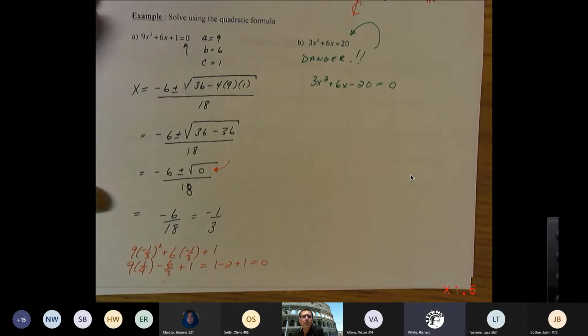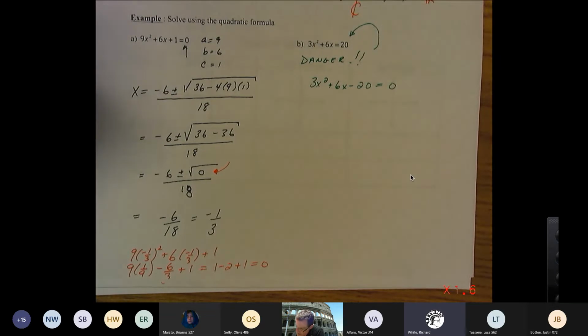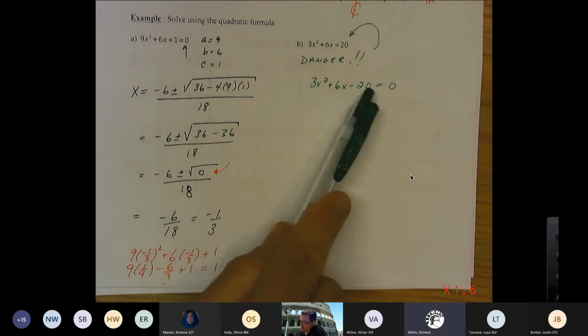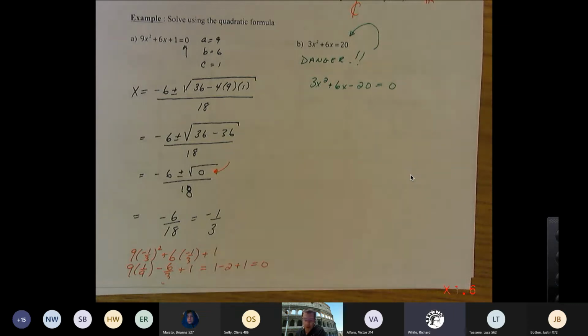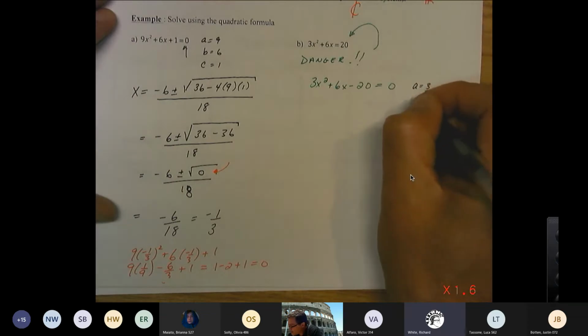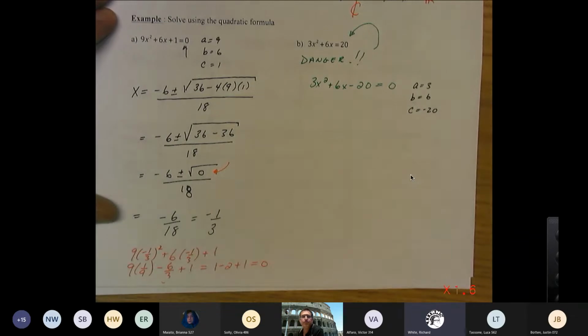We have no business doing anything, factoring or using the quadratic formula, unless it's in standard form: Ax squared plus bx plus c, and we like a to be positive. So a is 3, b is 6, and c is negative 20.